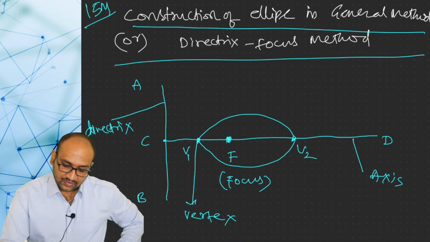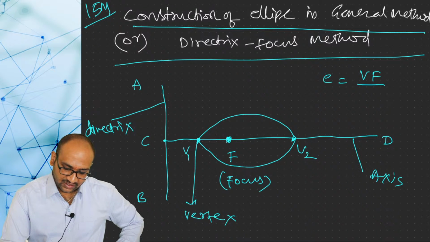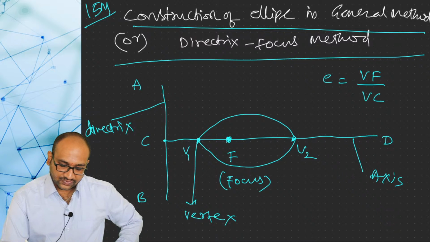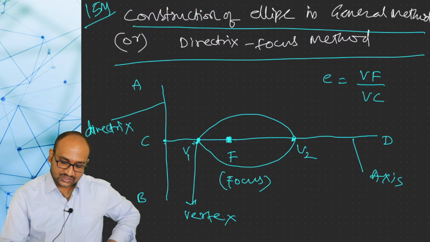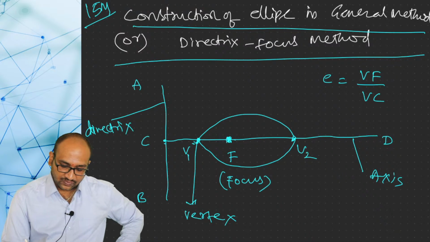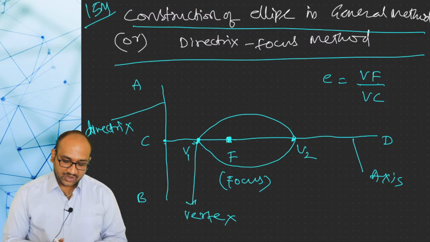And eccentricity formula. It is represented by the letter small e. Small e is equal to Vf by Vc. So it is the ratio of Vf by Vc. What is meant by Vf is the distance from vertex to focus. Eccentricity is the ratio of distance between vertex to focus divided by distance between vertex to axis. So according to drawing point of view, this is the eccentricity formula. So this is about nomenclature.